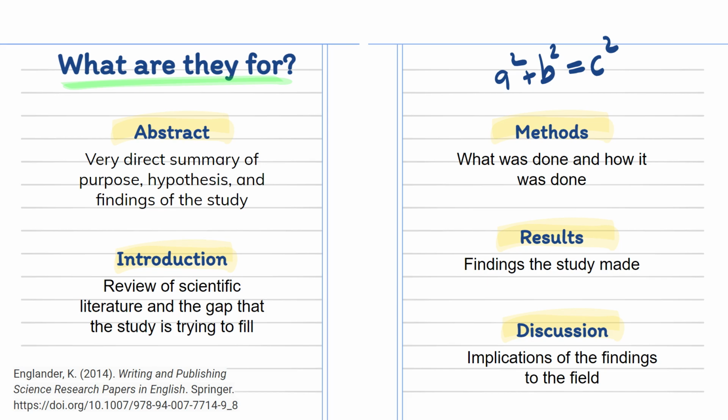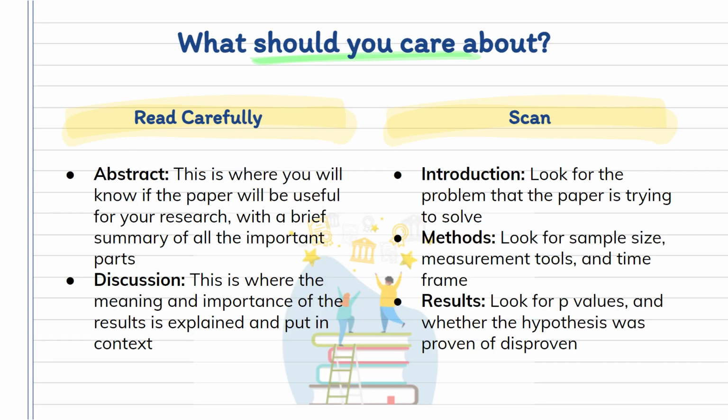Now, all of these parts are very important to write a scientific paper, but they are not equally important for you to read a scientific paper. So let's take a look. I divided these into two categories. First, read carefully, and second, scan.